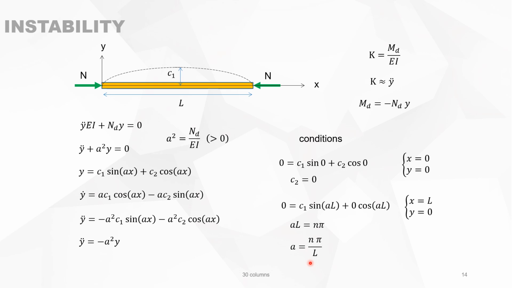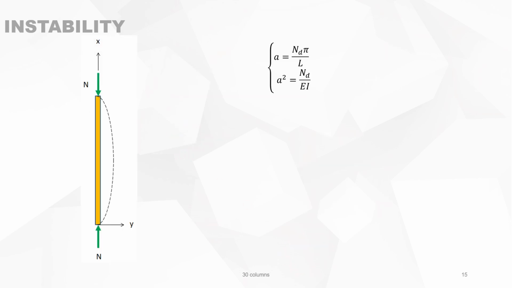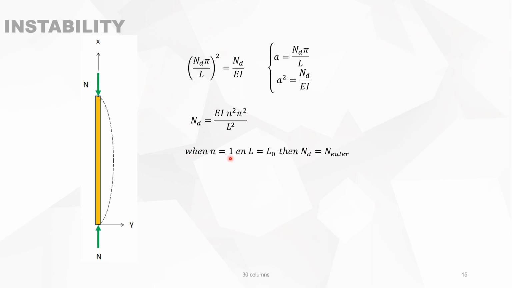Now we have two equations for A, which is this one and this one. And now we can combine them. We make them equal to each other, and then from this equation we can calculate ND, and it has this form when now n is 1 and L is L0. It's for a model column.